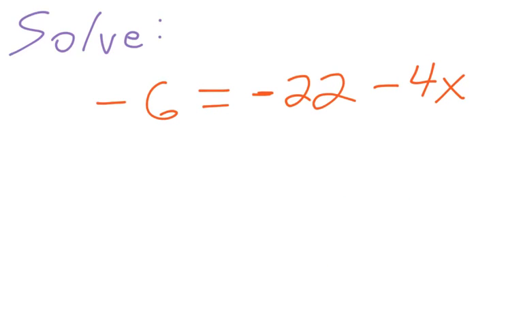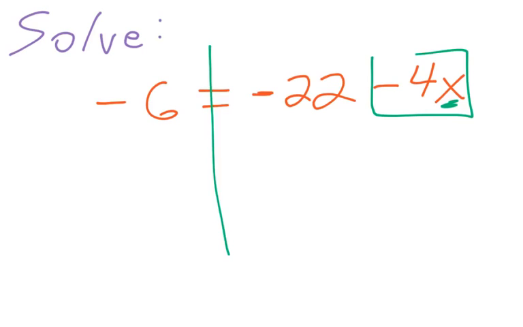All right, so we have negative 6 equals negative 22 minus 4x. So I want to solve for x. So I draw my line through the equal sign. Over here is our variable, so negative 4x is the term that has our variable in it. So first I want to isolate that negative 4x by adding 22 to both sides.